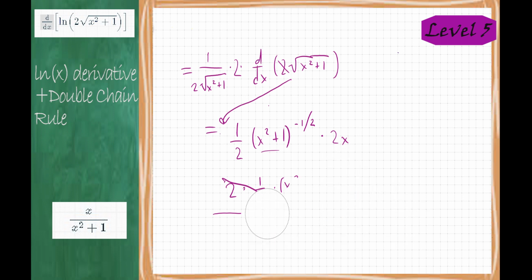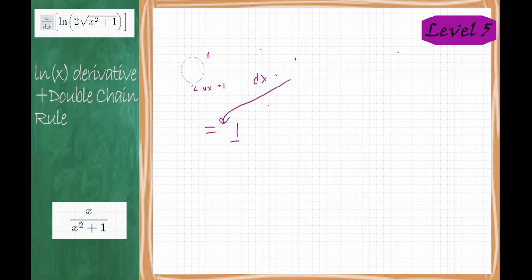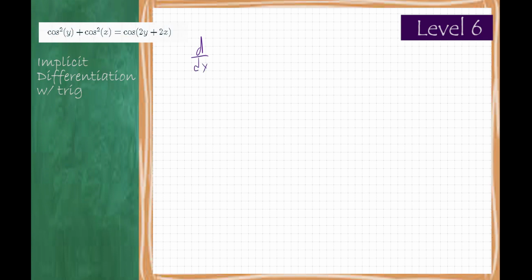Pretty easy for level 5, you might think. Not too bad. Level 6, on the other hand, damn near impossible. But for level 6, we'll be entering implicit differentiation.